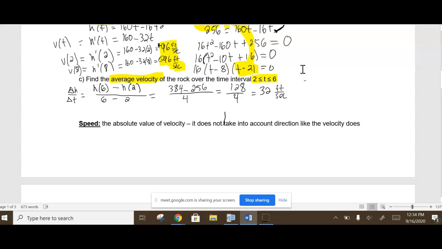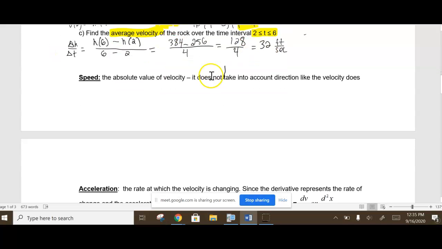So if we go back up here to these 96s, the speed is simply how fast you're going. We don't care about the sign. So velocity is a little more descriptive. It gives you your direction. Speed is strictly how fast are we going. Doesn't matter the direction is increasing or decreasing. All right, speed gets a little more complicated than that, but for right now, that's good enough.